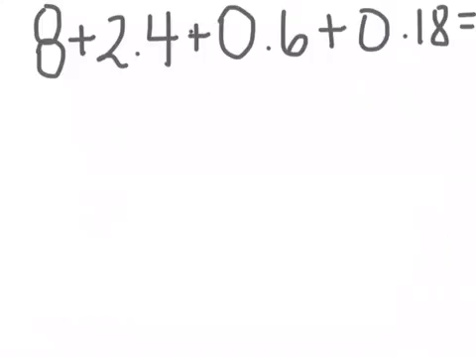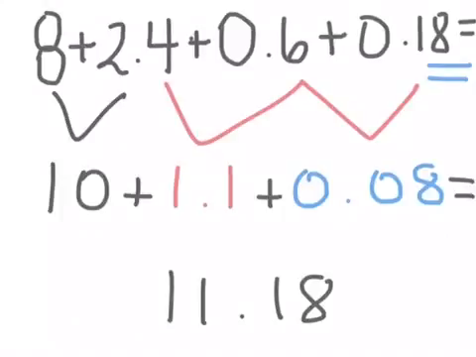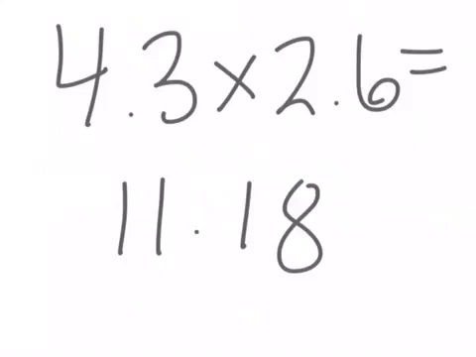My next step is to take those numbers from the boxes and add them together. So I've taken my whole numbers, my 8 and my 2, and I've made 10. I've taken all of my tenths, and together they make 11/10, or 1 1/10. And then lastly, I just have this lone hundredth here, and it's 18/100. When I add them together, my answer is 11 18/100. Therefore, 4 3/10 times 2 6/10 equals 11 18/100.